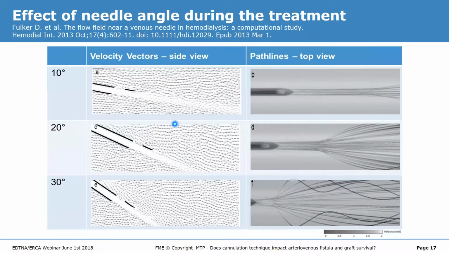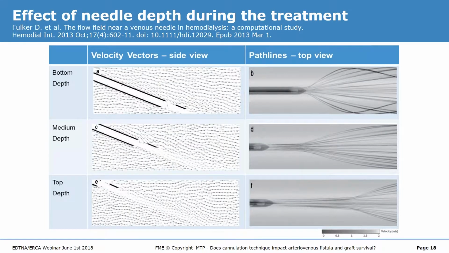Another important fact is the angle of the needle during the treatment. This is a study that was published in 2013, a computational analysis that was done in vitro to see what happened according to the angle of the needle. You can see that if you have a 10-degree angle, you have a very smooth flow inside the venous part of the fistula. If you have an angle of 20 degrees, you start to have some turbulences. And if you are using an angle of 30 degrees, you have a lot of turbulences inside the vascular access. Then you have shear stress, and of course this can damage the intima of the vessel, and therefore long-term can create problems for the vascular access survival.